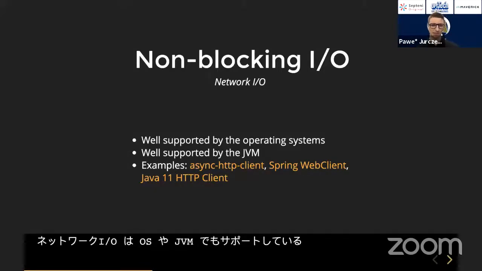We also have many non-blocking HTTP clients on the JVM platform. We have, for example, Async HTTP Client, which is already quite mature and quite popular in the Scala ecosystem. We also, in the world of Java, Kotlin, and Spring, have Spring WebClient, which is also a non-blocking HTTP client. And since JDK 11, we have a non-blocking HTTP client that is part of the JDK itself. So it's a part of the development platform.